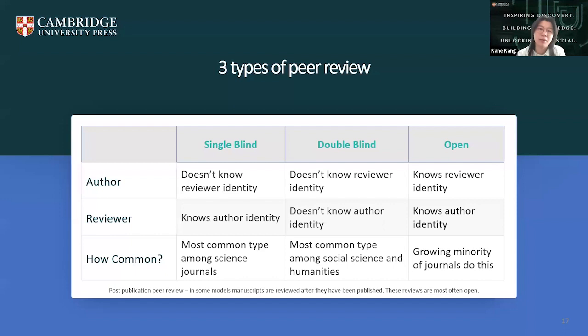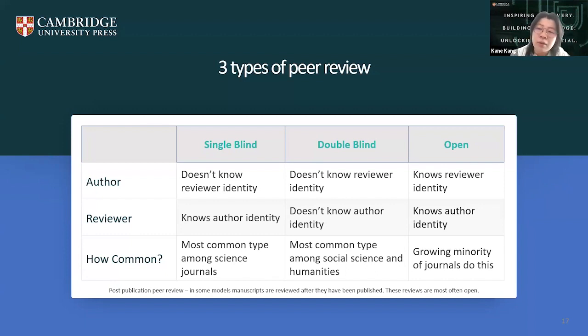Then there are many types of peer review. I've listed some of them. Single blind peer review, where the reviewers are aware of authors' identities, but authors are never informed of reviewers' identities. And double blind peer review, where neither author nor reviewer is aware of each other's identity. Open peer review, where authors and reviewers are aware of each other's identity. In some journals with open peer review, the reviewers' reports are published alongside the article. So that's open peer review.